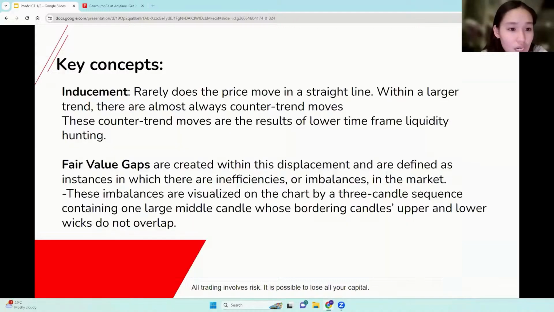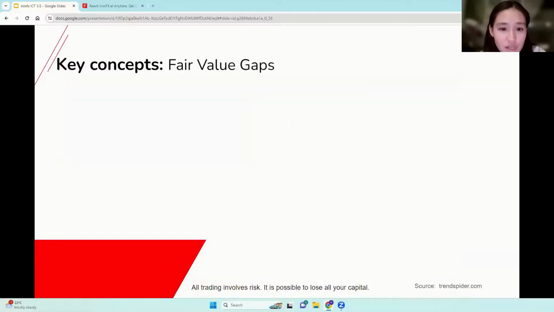Okay, now next key concept we're looking at is the fair value gaps. So these are created within the displacement and are defined as instances in which there are inefficiencies or imbalances in the market. So if we visualize what this means, it's basically a three-candle sequence containing one large middle candle whose bordering candles, upper and lower wicks, do not overlap. So let me show you an example of this now.